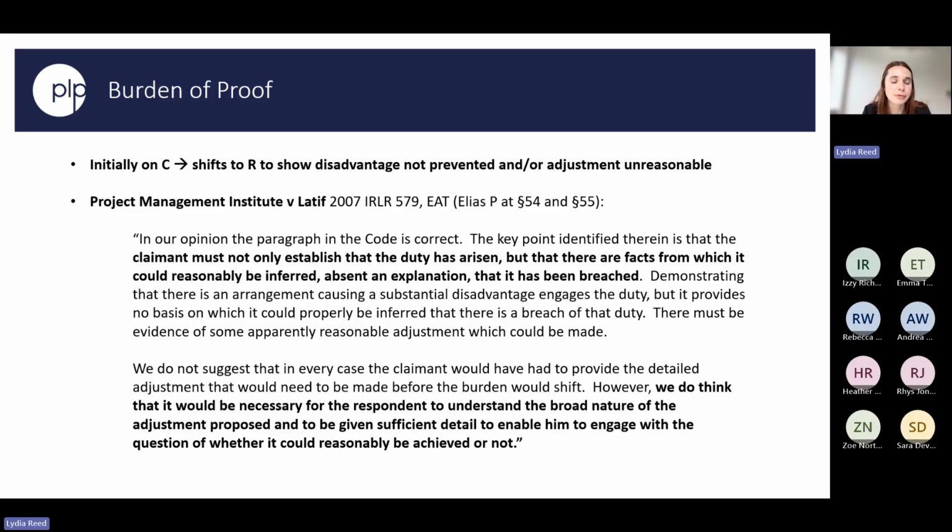needs the starting block from the claimant to then show the steps that they have taken to remove that disadvantage. So the key question really is whether the adjustment identified by the tribunal or the claimant was a reasonable one. It's also good to know that even if an adjustment is not suggested by the claimant before the hearing, the tribunal can still consider it. We'll come on to that later.